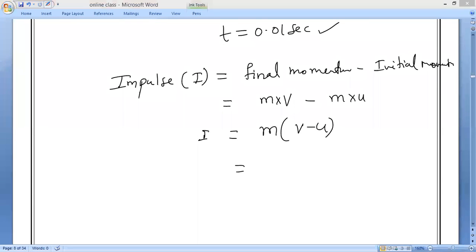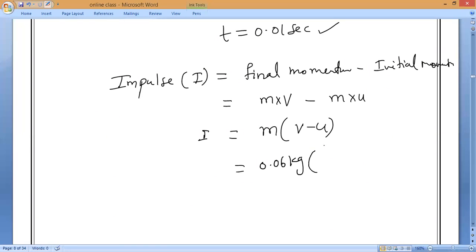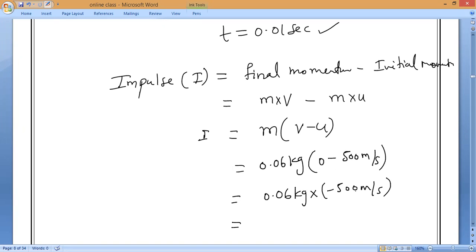Impulse. 30, sir. Yes, 30. Mass is equal to how much? 0.06 kilogram into velocity 0 minus 500 meter per second. So if we do this, we get 500 into 0.06, which is minus 30 kilogram meter per second.